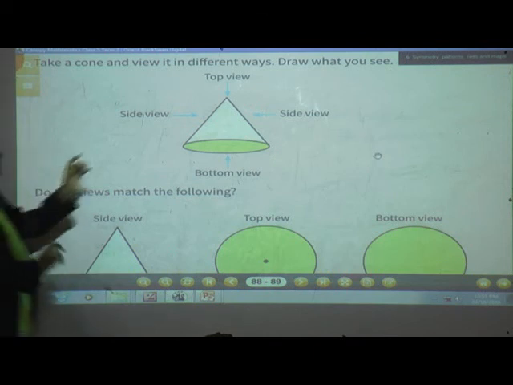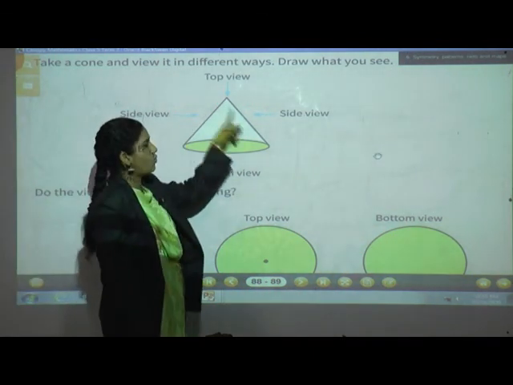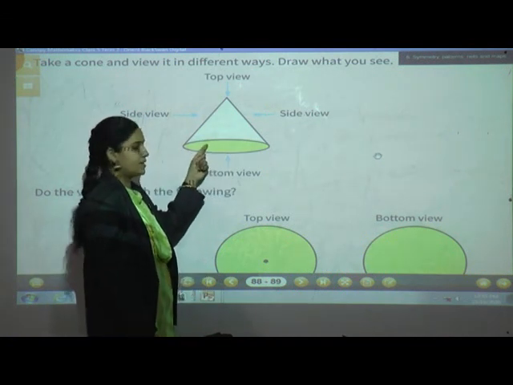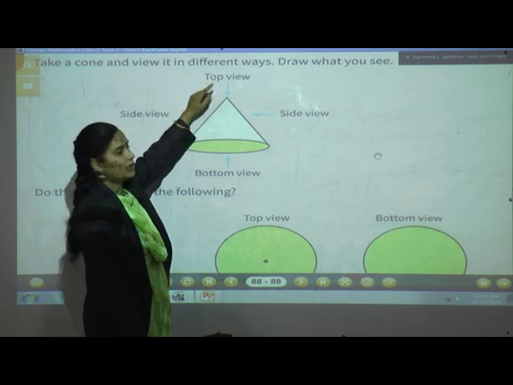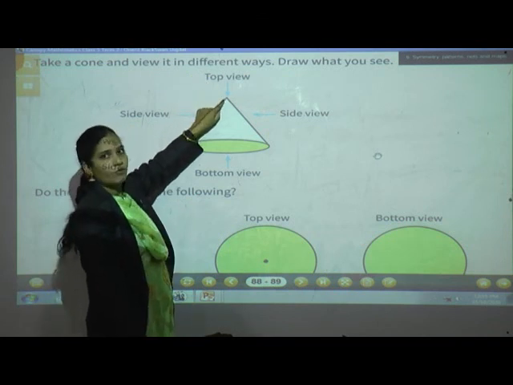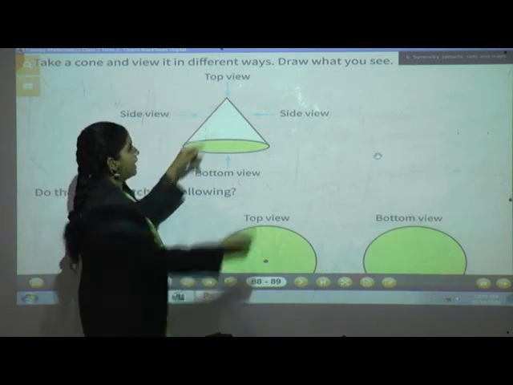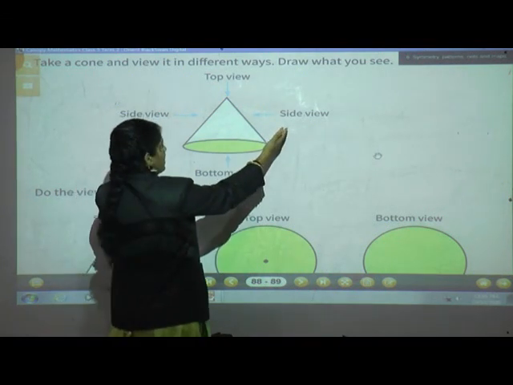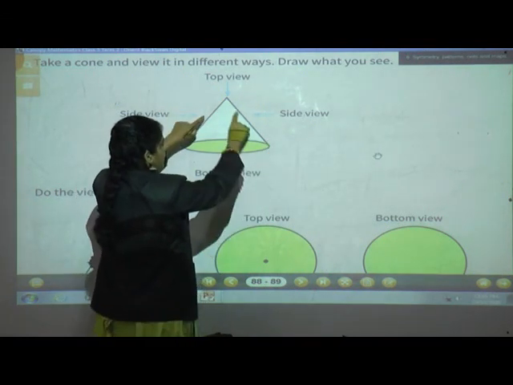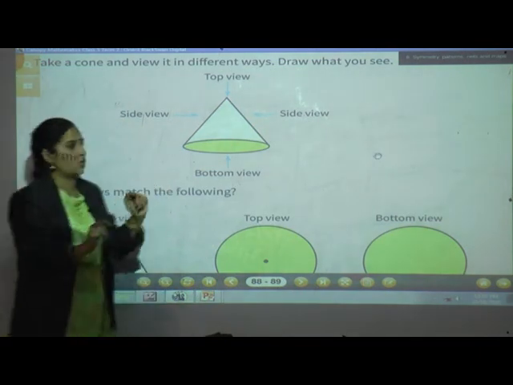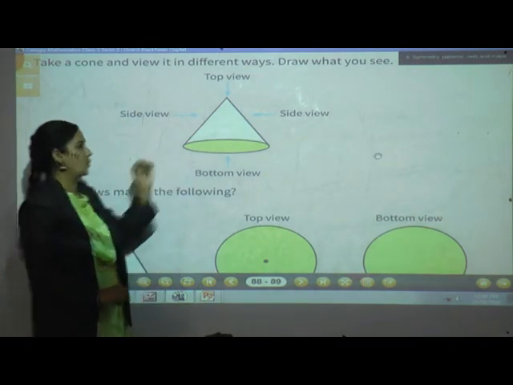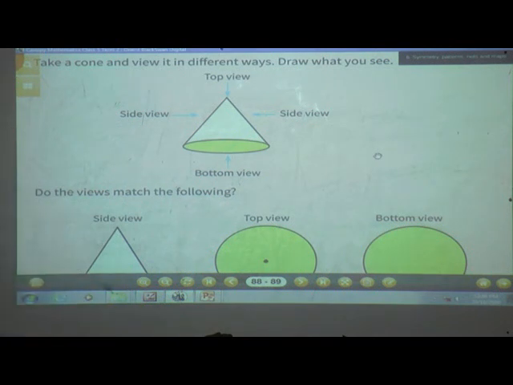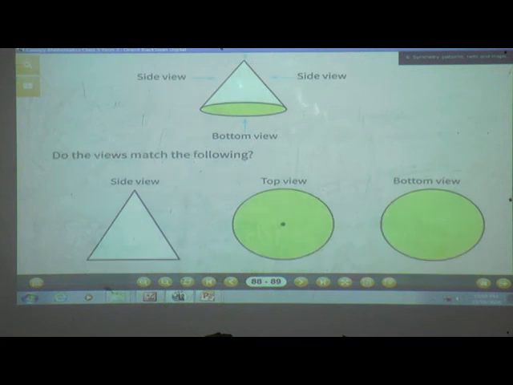See, this one is a cone shape, isn't it? This is a cone. So when we look from the top, this is the top view of a cone, and when we look from these two sides, they are the side views of a cone, and this one is the bottom view of a cone. So students, have all of you understood views of a solid?